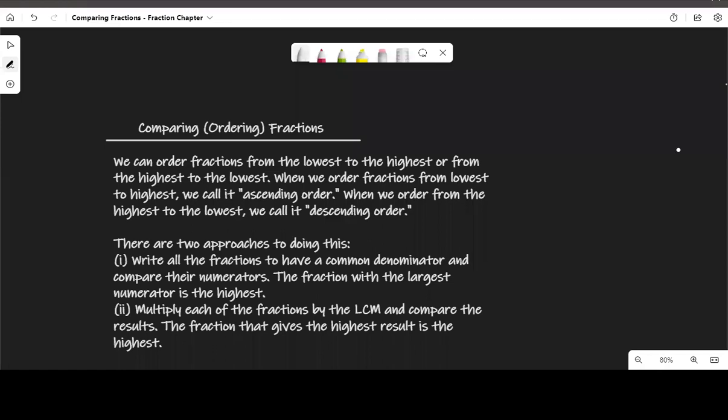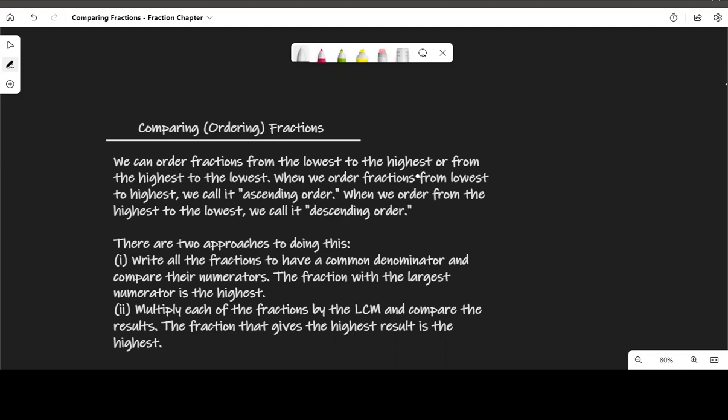In this lesson, we are going to learn about ordering fractions or comparing fractions. So we want to compare different fractions to determine which one is bigger than which one. In ordering fractions, there are two ways you can do that. You can order fractions from the highest to the lowest or from the lowest to the highest.